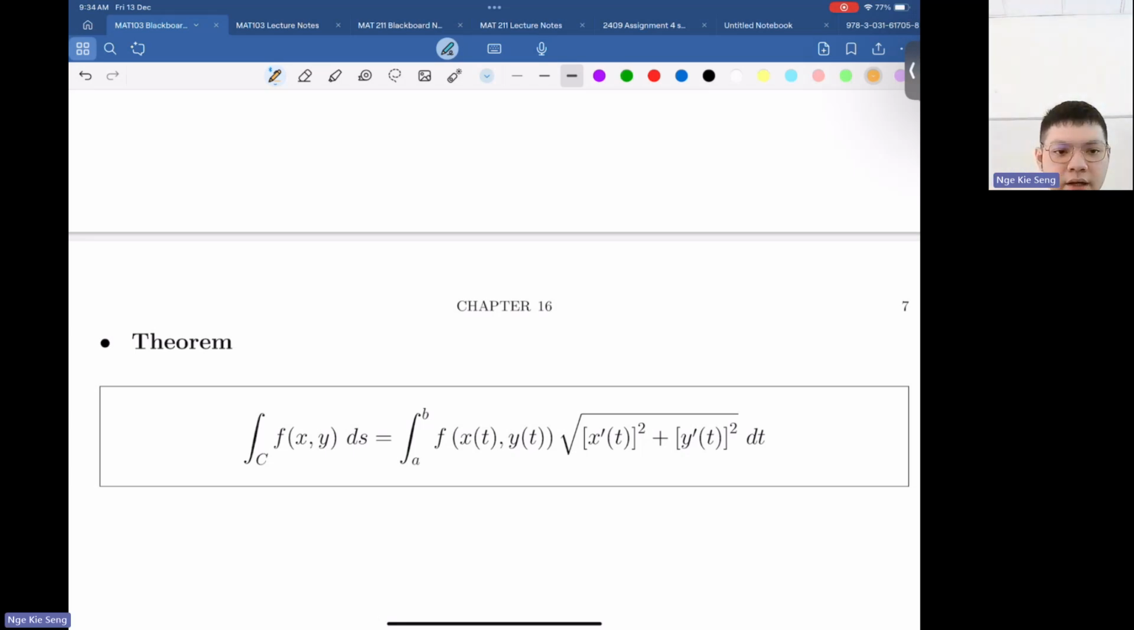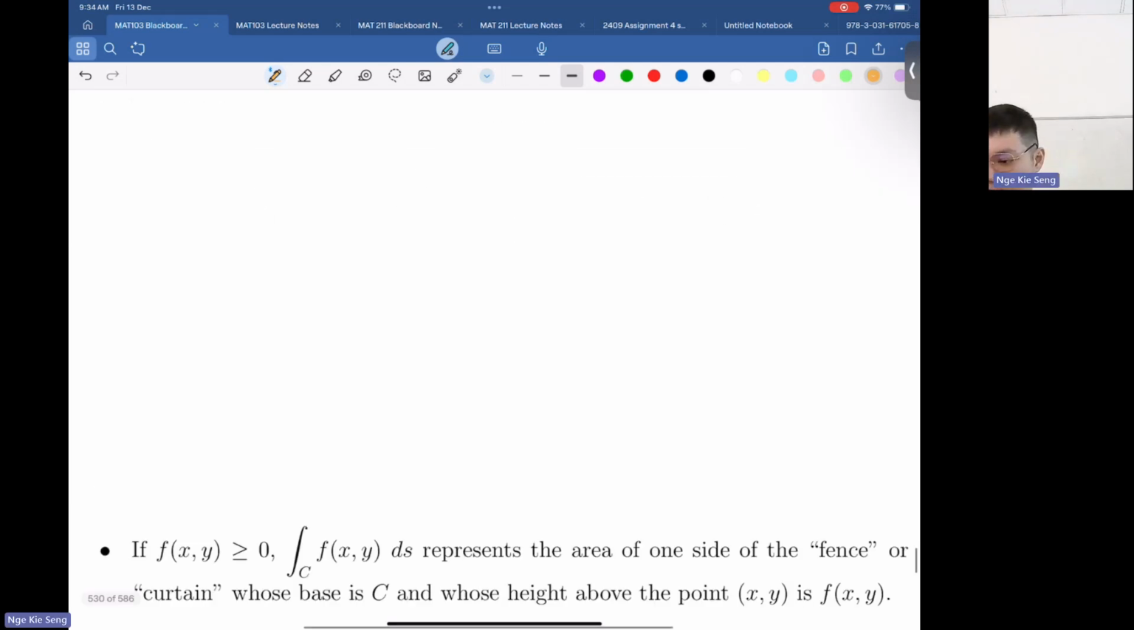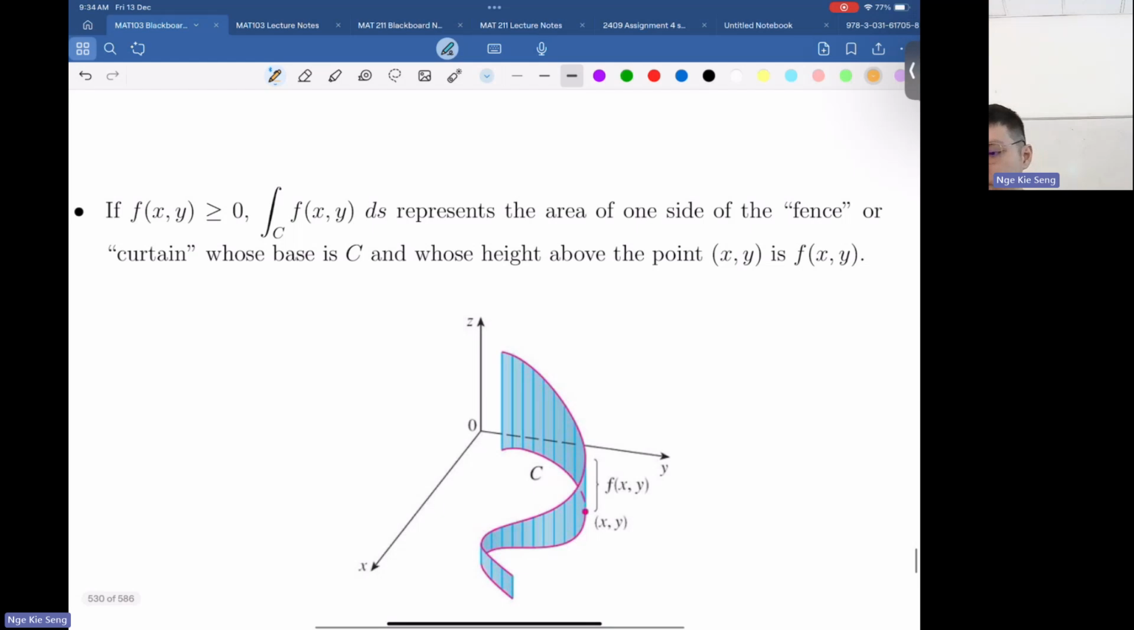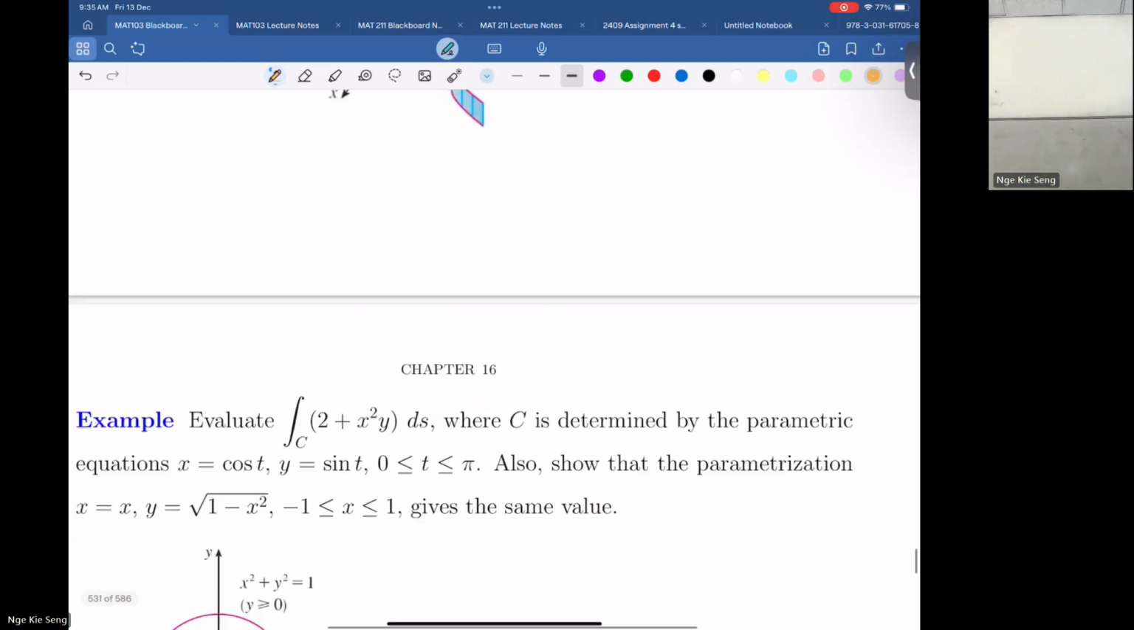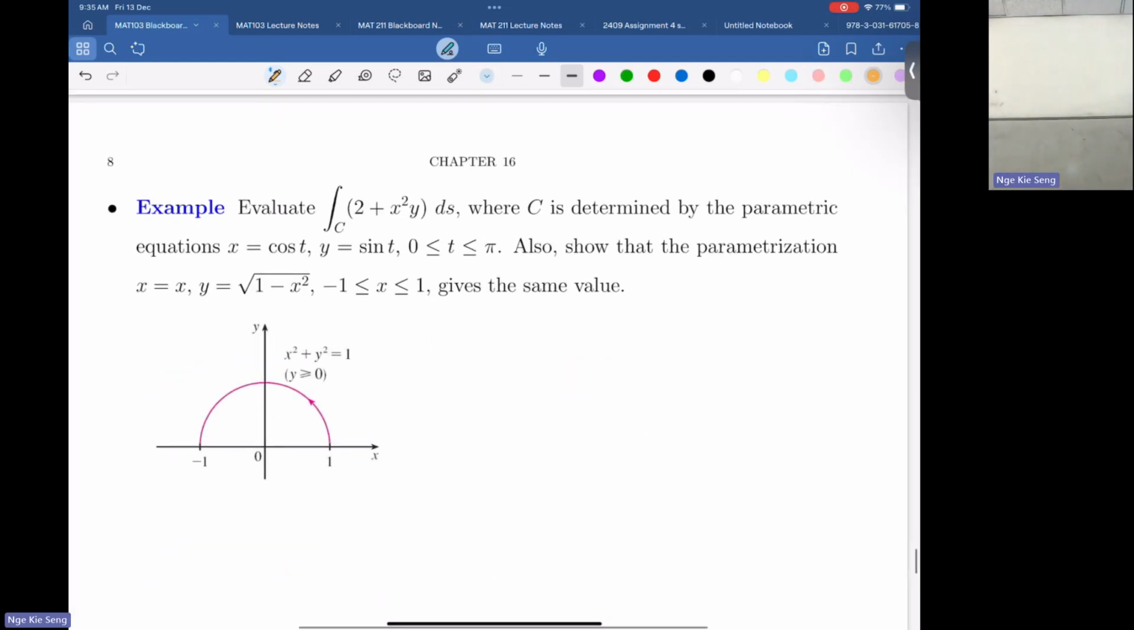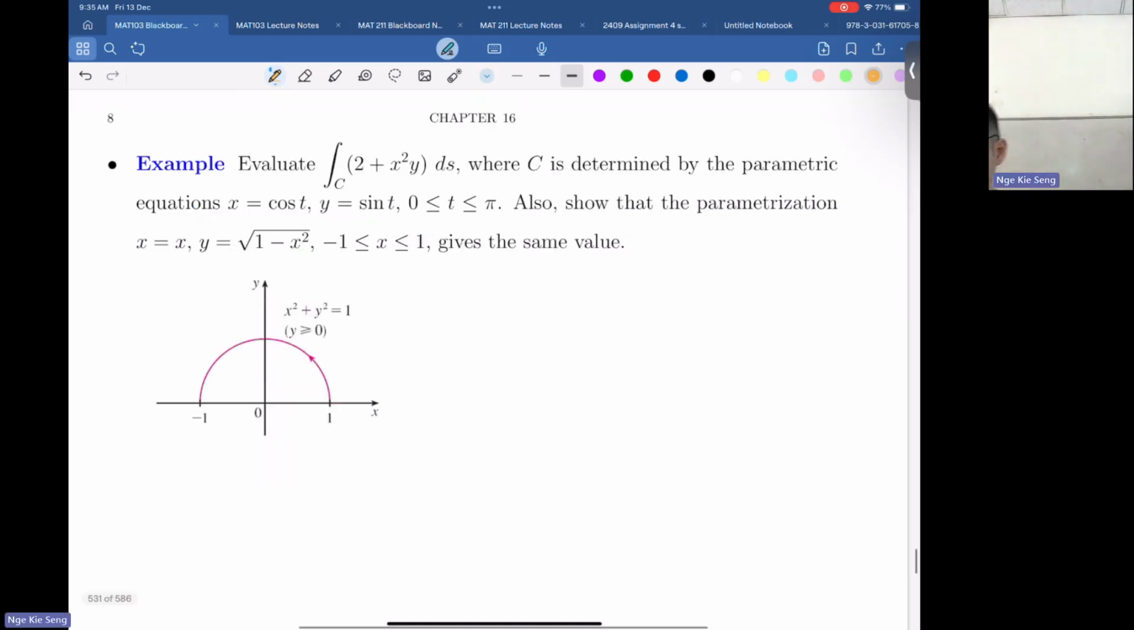All right, so let's try some questions. If the function is greater than or equal to 0, then this is the curtain we talked about just now, or sometimes they call it a fence. All right, so let's do some computation here. Try and evaluate this function with respect.